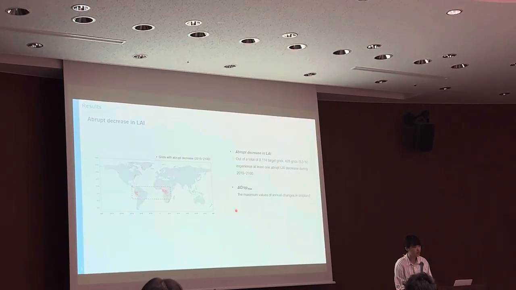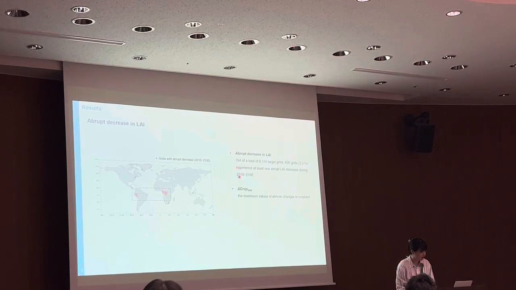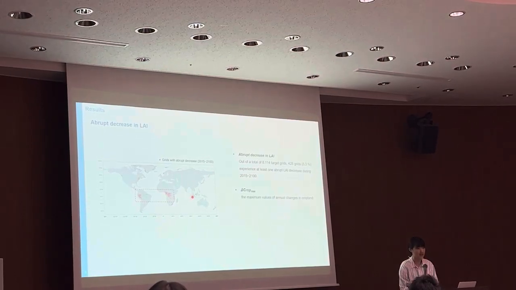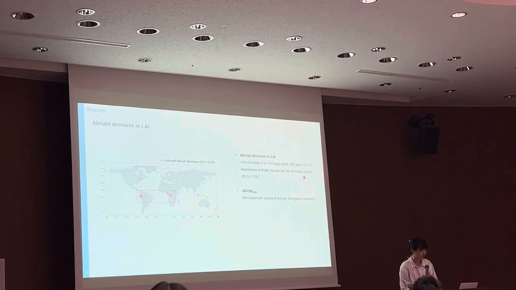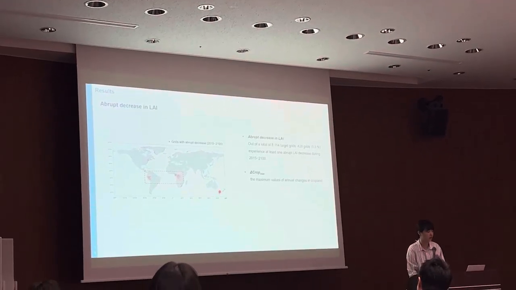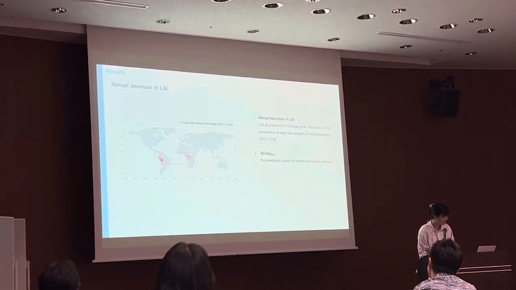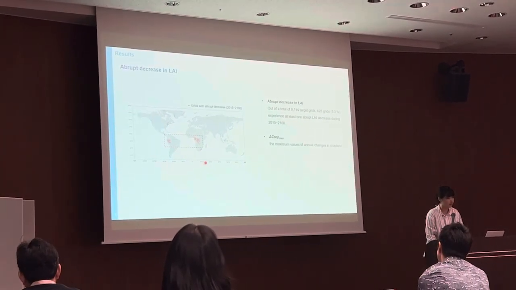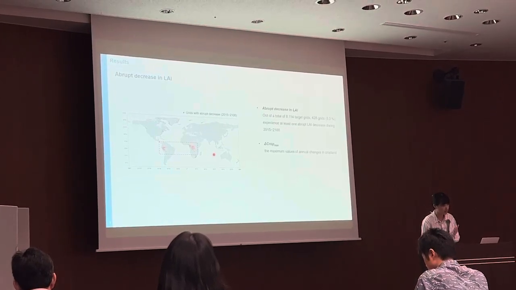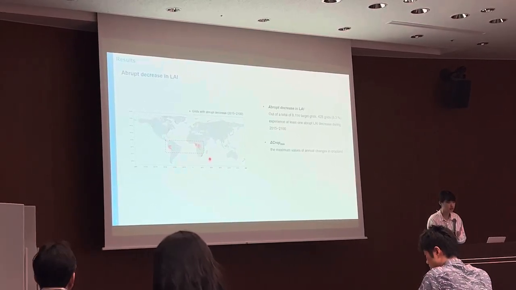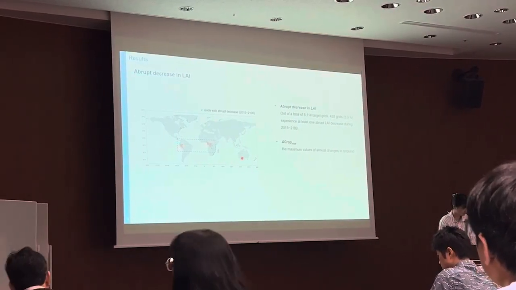Using this method, we found that out of the total target grids, about 5% experience at least one abrupt LAI decrease during the future. This graph shows the location of abrupt change grids, which is dominantly located over the equatorial region. Therefore, we can suggest that vegetation in the equatorial region will be the most vulnerable in the future.